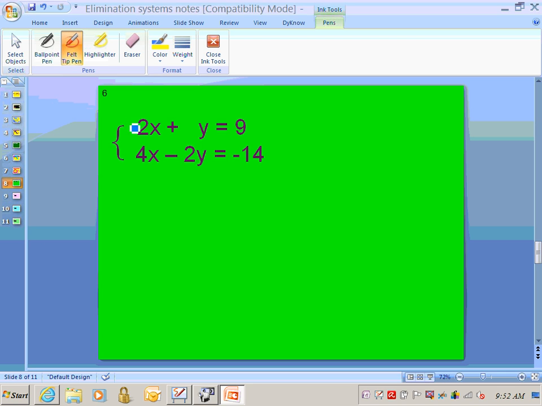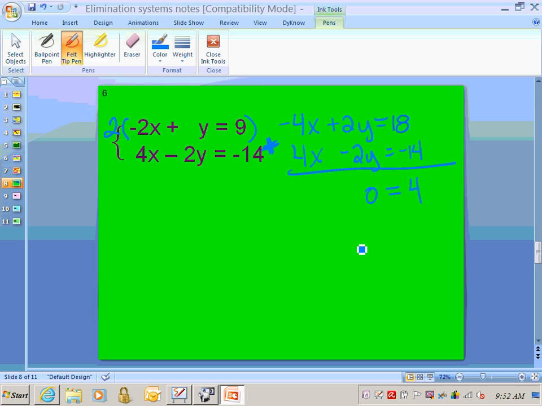Multiply the top by 2. So that gives me, okay, the bottom one, 4x minus 2y equals negative 14. Will that work? Should, right? What does that give me? 0 equals 4.